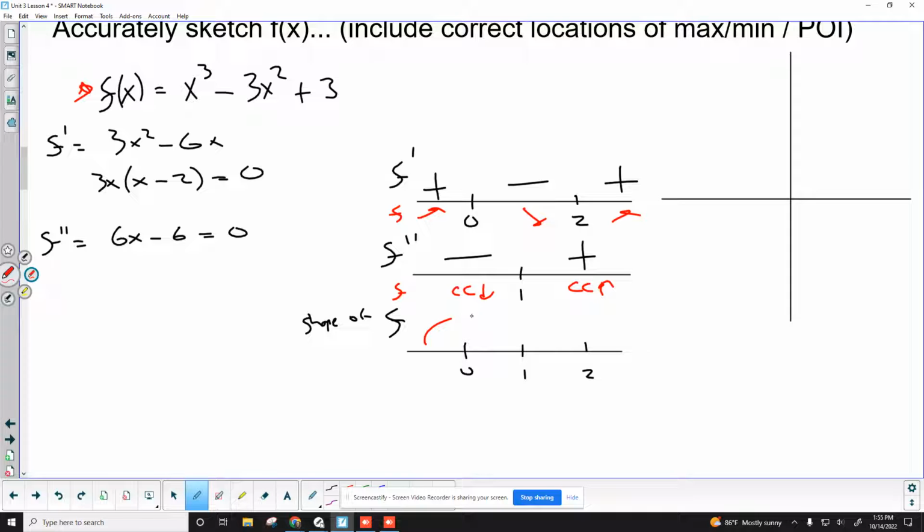We go up, curve down. We go down, curve down. We go down, curve up. We go up, curve up.